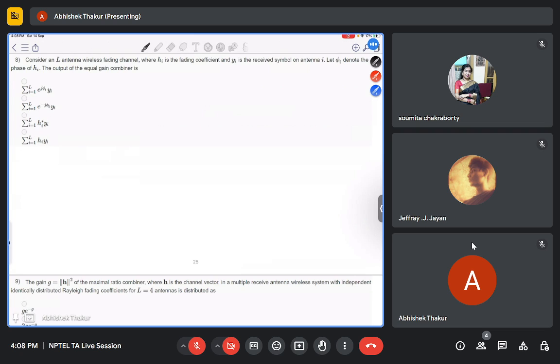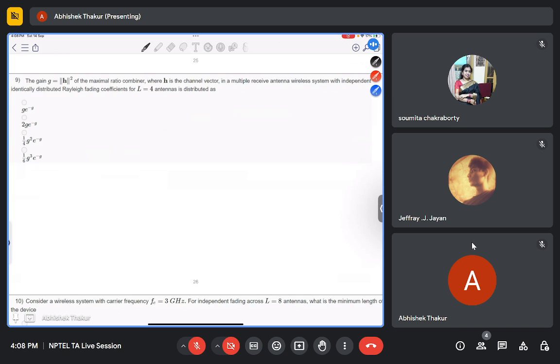Now coming to the 8th question. Given phi I denotes the phase of HI, L antenna a wireless fading channel is given where HI is the fading coefficient, YI is the received symbol on antenna I. Then the output of the equal gain combiner is, the equal gain combiner can also be called the maximum ratio combiner. So the output will be e to the power of minus j phi I into y of I. So the correct answer for this question is option number B.